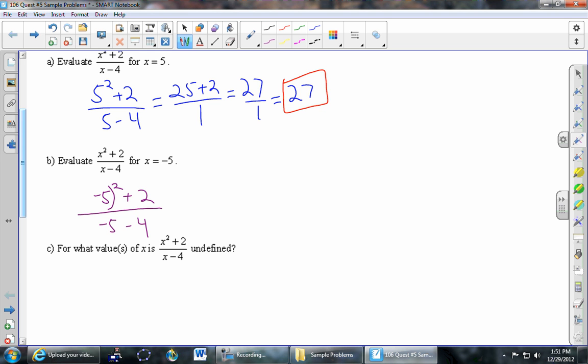X is -5. That whole x is getting squared, so I need parentheses. Not as important downstairs, but I'll put them anyway. It didn't make a difference before, but I could have put them up here. Probably safest just to put them every single time.